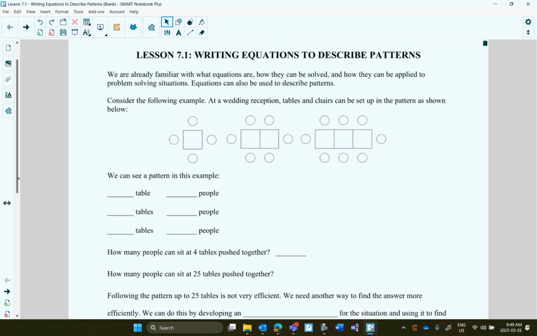So here's an example. You're at a wedding reception. The tables and chairs can be set up in the pattern as shown. So, you should be able to see from the pattern here, how many people can sit at one table? 4. 2. 3.